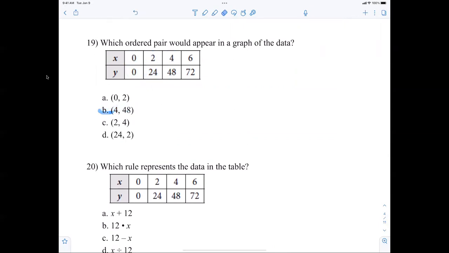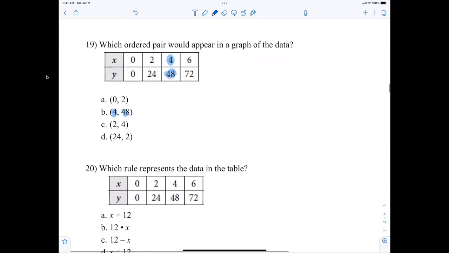How did I know the answer was 448? Because 4 is the X value and the Y value is 48. X, Y. Oh. That's it. Oh. All right, next.